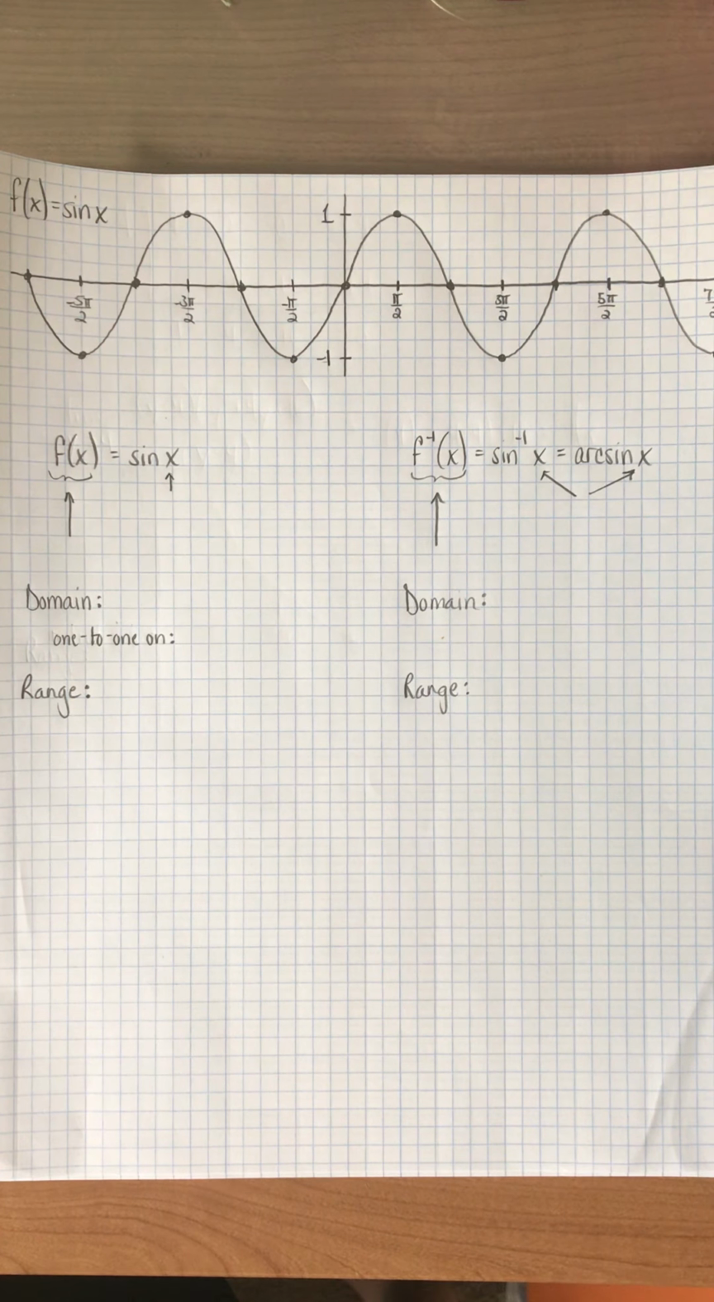we need a very drastic reduction in the domain. So the functions are definitely not one-to-one. They fail the horizontal line test miserably. So we have to cut away a huge portion of the graph of any of the trig functions.